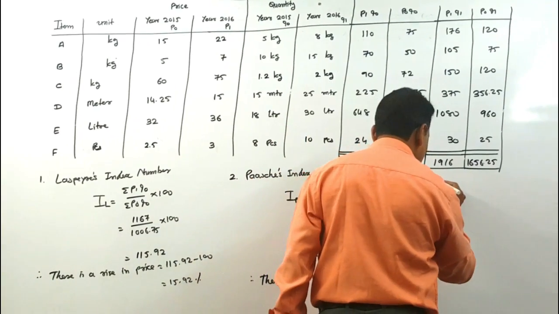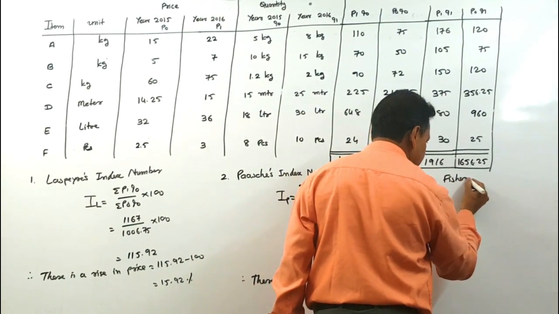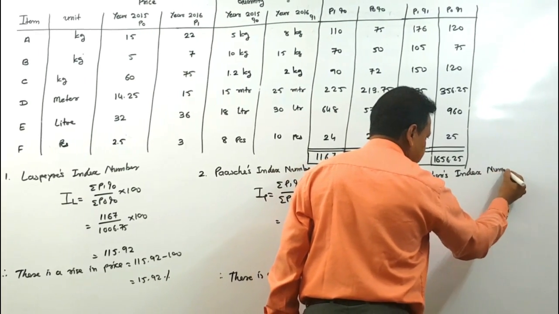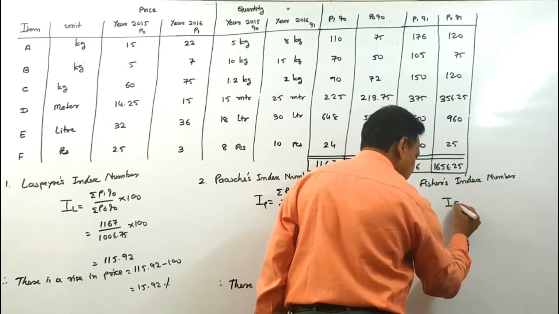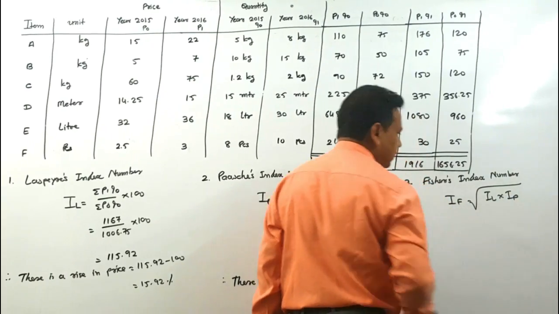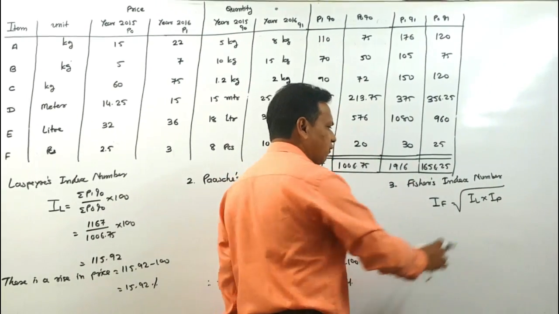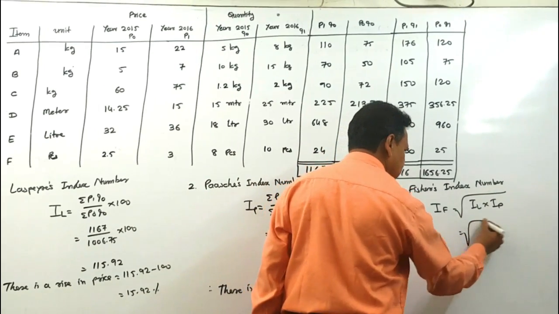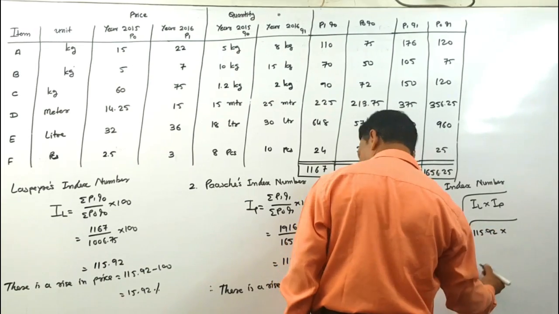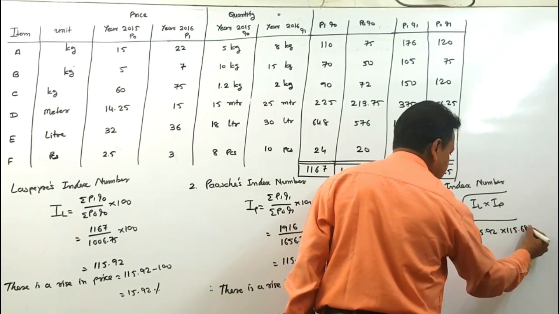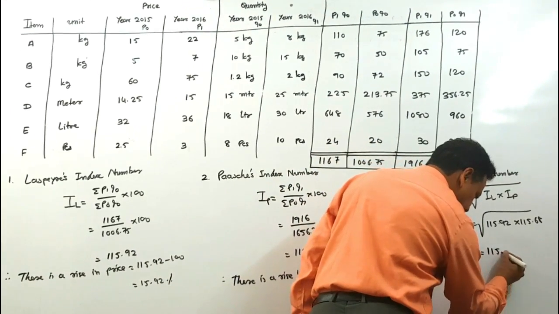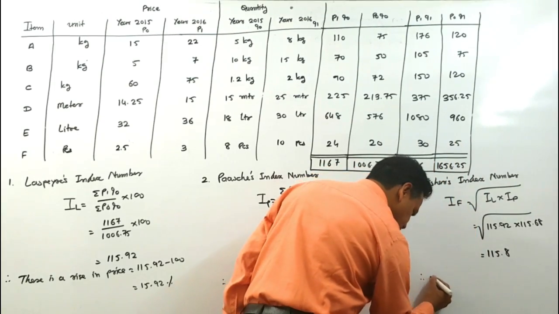Now, the third one, to prepare Fisher's index number. So IF is equal to root of IL into IP. Fisher's index number is the geometric mean of the Laspeyres and Paasche index numbers. So very easy, we have to mention both the answers one by one: 115.92 into 115.68. You can use your calculator and get the answer, and your answer is 115.8.